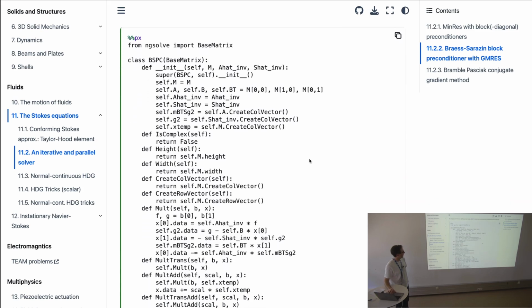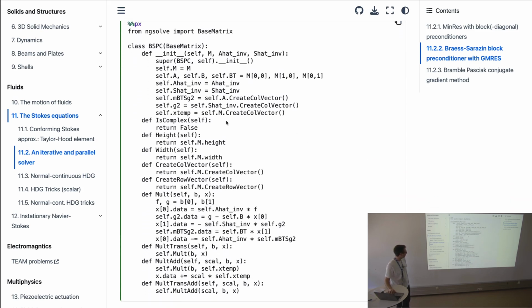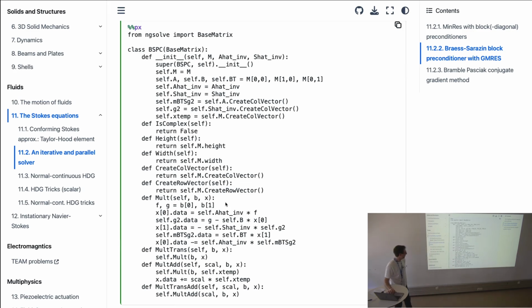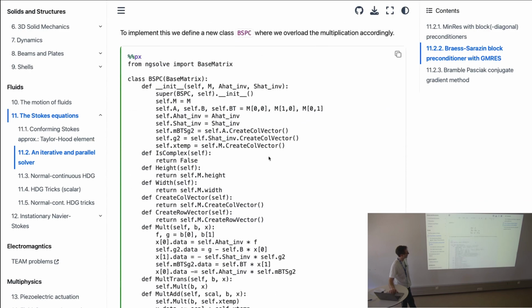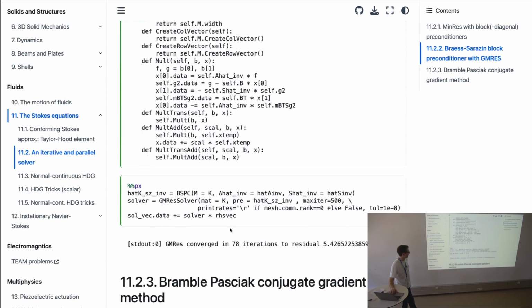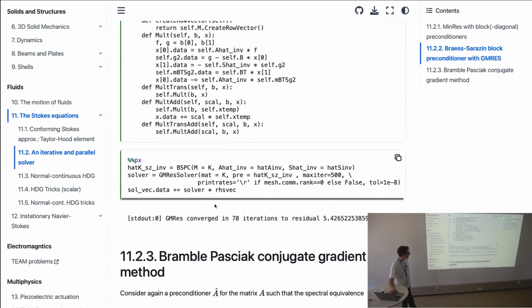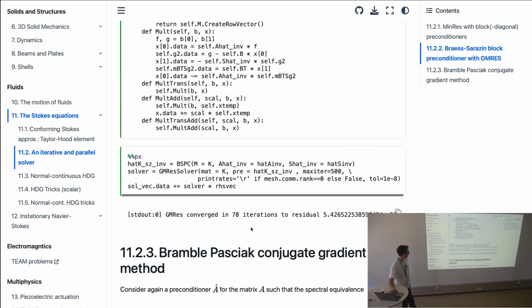And this you can do. I mean, there is a lot of additional stuff because I have copied that from another thing where we use a little bit more. But basically, you can introduce a new class as a base matrix, and you can overload the multiplication. So this is the crucial part I want you to look at. We have an input and an output. The input is the f and the g, and you see now here we do first an application of the inverse, then g minus b blah blah blah. And basically, this is just this multiplication written down here with the corresponding vectors in NGSolve. And then you can do the GMRES solver, and you see now that we have much fewer iterations.